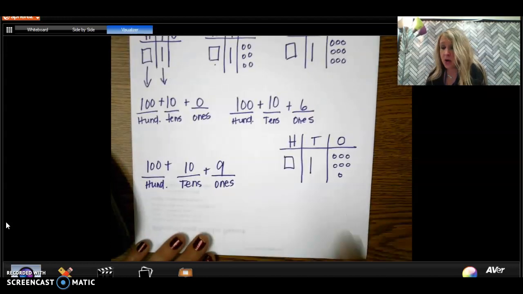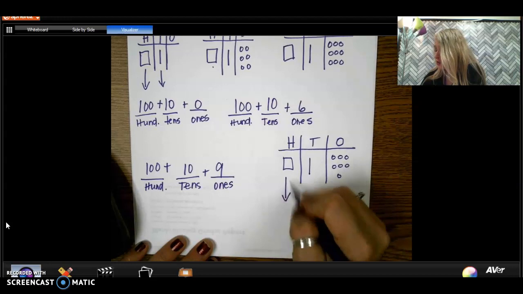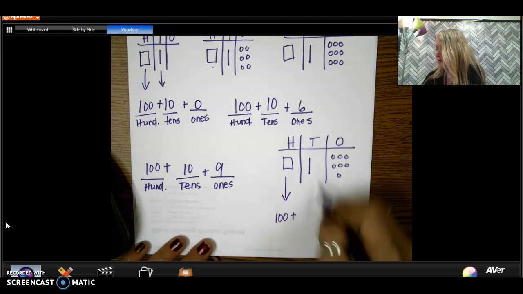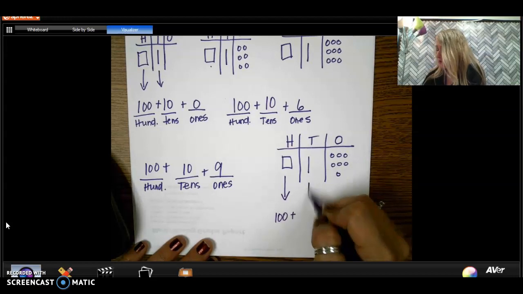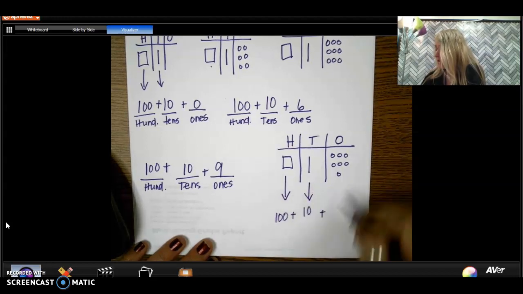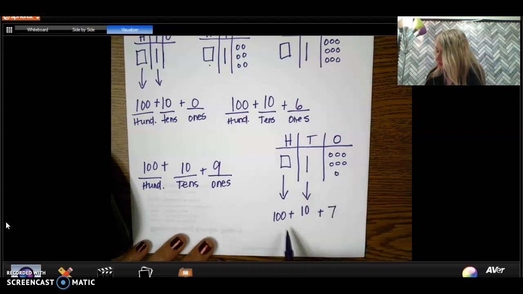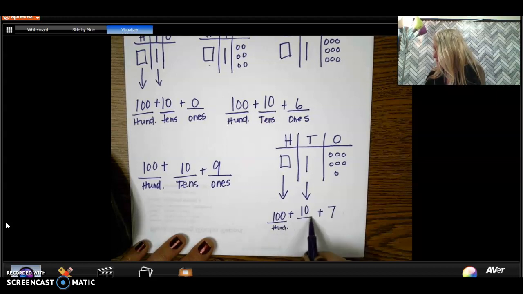Okay, so now we're going to show it in expanded form. How much is 100 worth? 100. How much is 10 worth? 10. How much is 7 ones worth? 7. So we have 100 plus 10 plus 7.